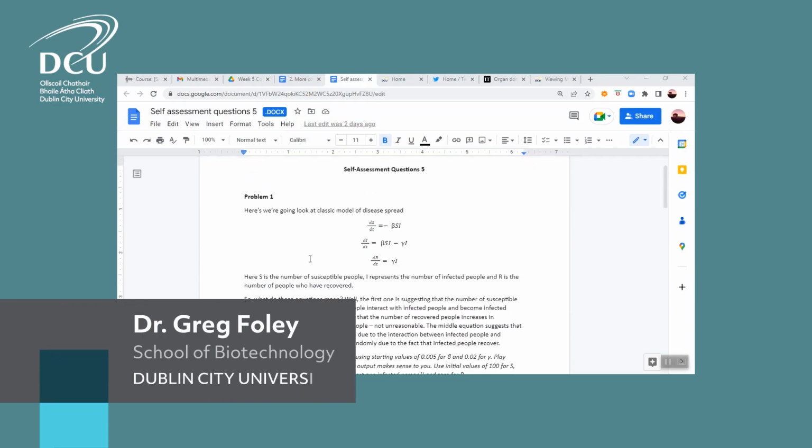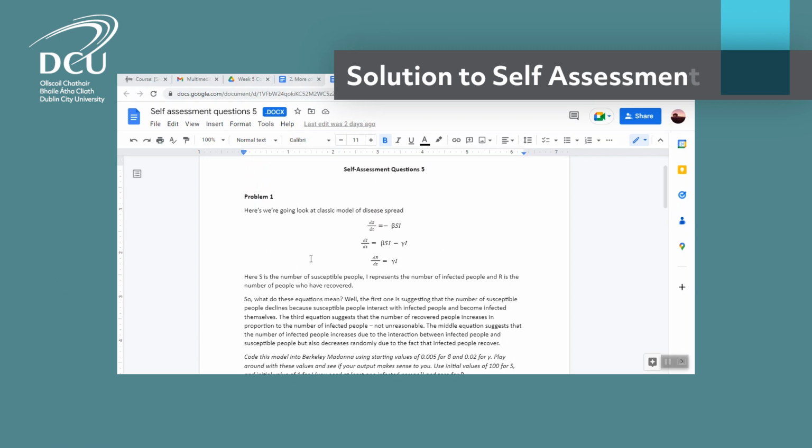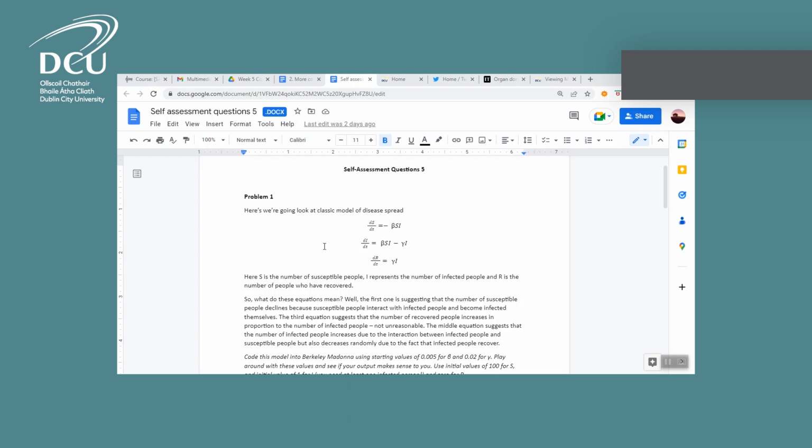Right, so on to self-assessment questions 5, the fifth sheet here. We're going to have a look at a classic model of disease spread, and it'll be interesting to see what this produces in light of what we've seen with COVID. So we have a differential equation for S, the number of susceptible people, the differential equation for I, the number of people who are infected at any given time, and the differential equation for R, which is the number of people who have recovered at any given time.